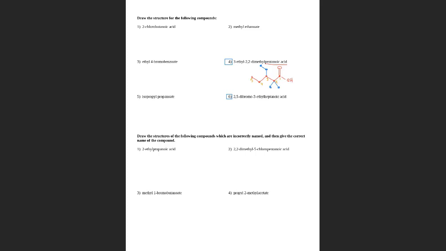You could also show it with the condensed structural formula if you wanted to: C double bond O, OH. And then you could just do, okay, well, I'm going to do 1, 2, 3, 4, 5, because it's pentanoic acid, carbon. And then I know I have a 3-ethyl, so I'll just do a CH2, CH3. That's an ethyl group. And then I have 2,2-dimethyl, so I know I need 2 methyl groups on carbon number 2, so CH3, CH3.